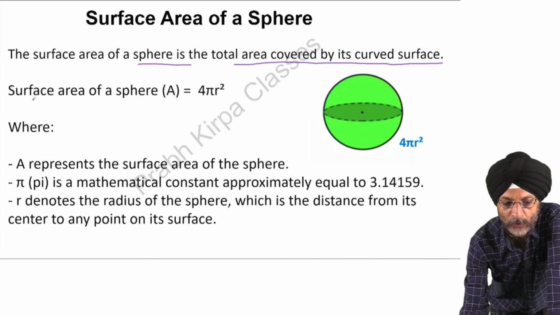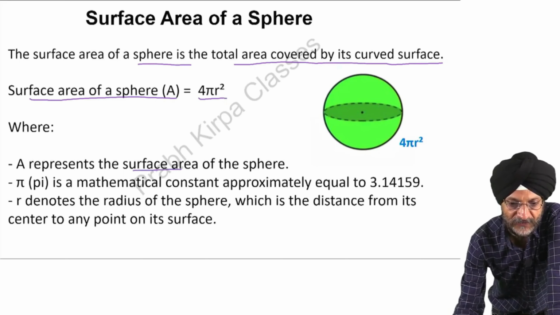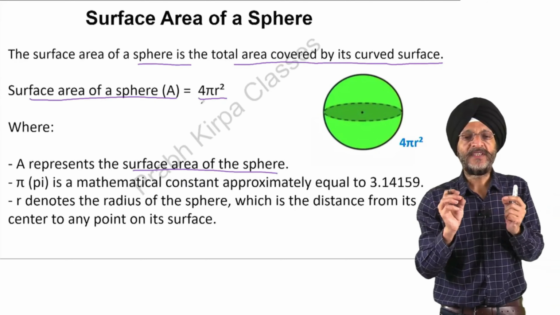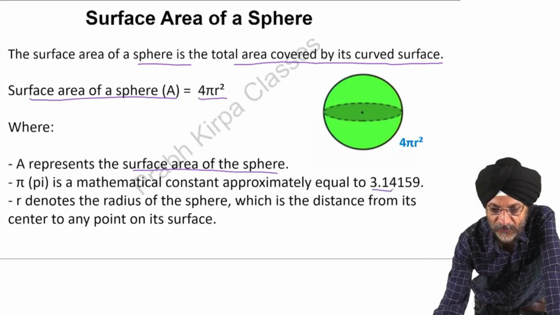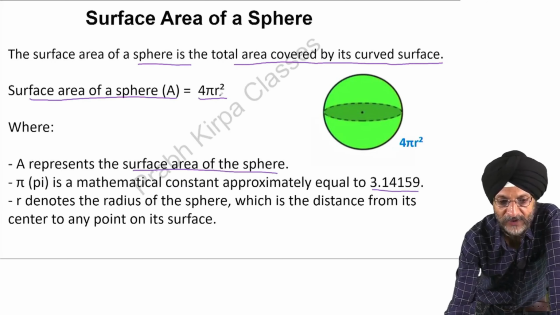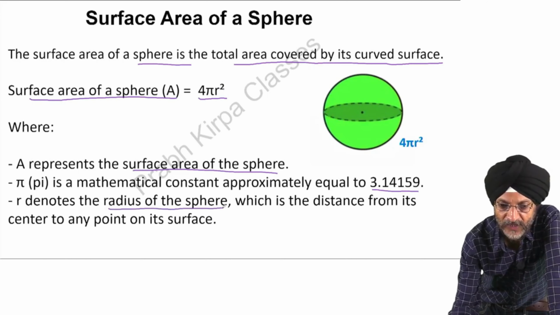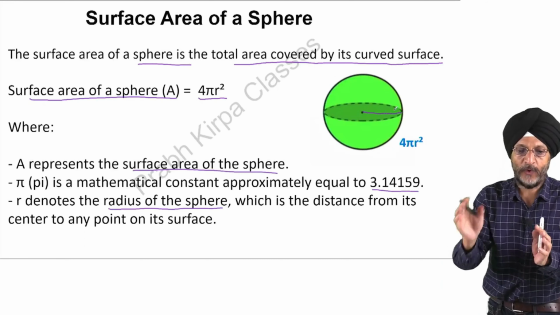The formula for calculation of the surface area of the sphere is 4 pi r square, where A represents the surface area of the sphere. Pi is a mathematical constant which is equal to 22/7 or 3.14159. In this formula, we have used r square, where r stands for radius of the sphere, which is the distance from its center to any point on the surface of the sphere.